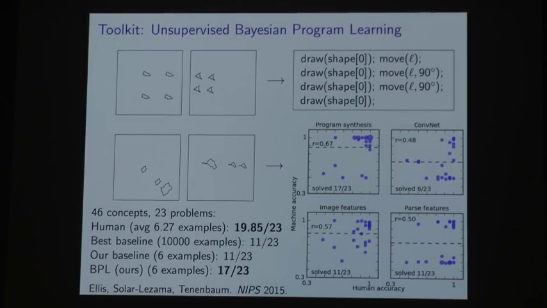There's a corpus of 46 of these concepts arranged into a bunch of binary classification problems, and people can learn these from around 6 examples. If you give our system 6 examples, it's a little bit worse than people, but kind of in the ballpark. And if you give a whole bunch of examples to various standard computer vision baselines, they're not able to learn these concepts. Some of those baselines were introduced when this was originally published, and some of them we added. For more details, I'd refer you to our NIPS paper last year on unsupervised program learning.